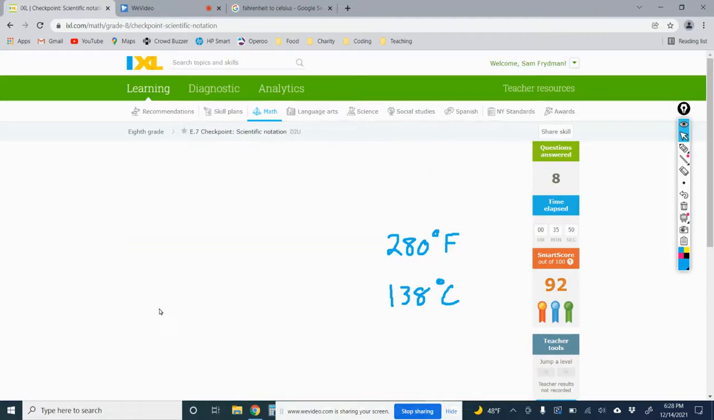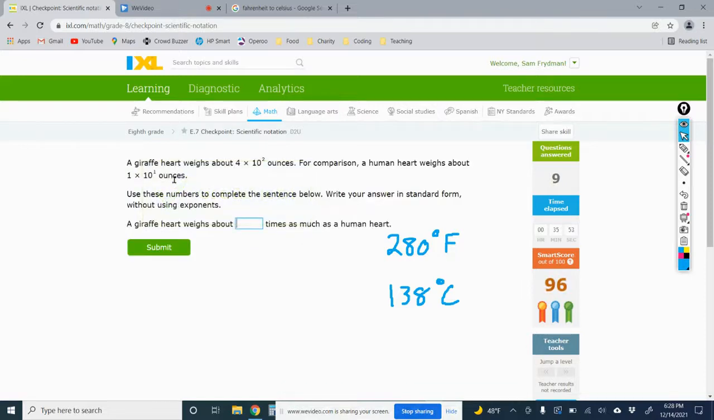I never really had any need to melt aspirin, but I suppose if I wanted to, now I know how. Okay. A giraffe heart. Wow, these are getting really interesting. A giraffe heart weighs about 4 times 10 to the second ounces. For comparison, a human heart weighs about 1 times 10 to the first ounces. Use these numbers to complete the sentence below. Write your answer in standard form without using exponents. A giraffe heart weighs about blank times as much as a human heart.